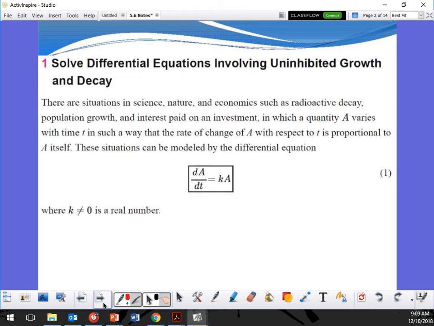Situations in science, nature, and economics, such as radioactive decay, population growth, and interest paid on investment, in which a quantity A varies with time t in such a way that the change of A with respect to t is proportional to itself. These situations can be modeled by the differential equation dA/dt = kA. There's some math for it. K is going to be the rate.